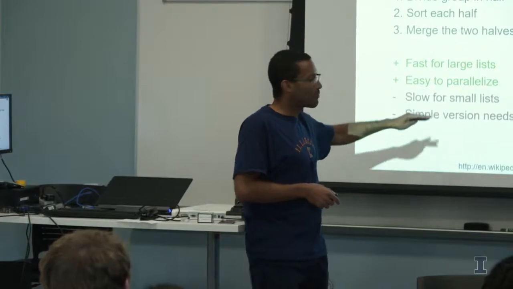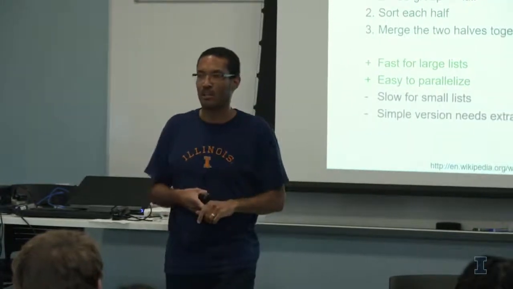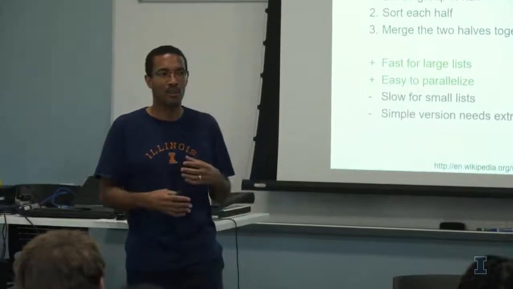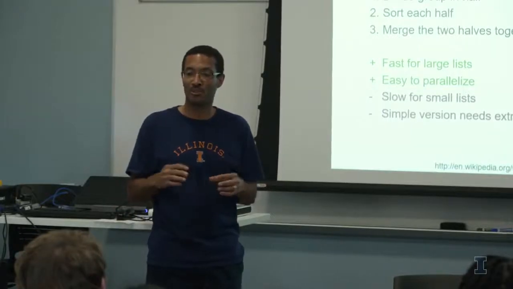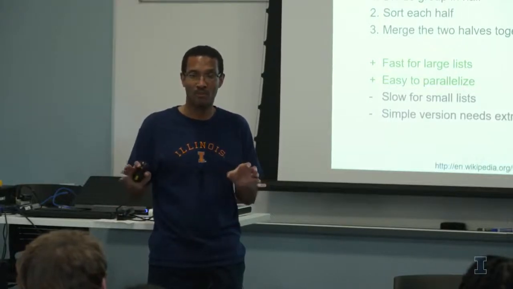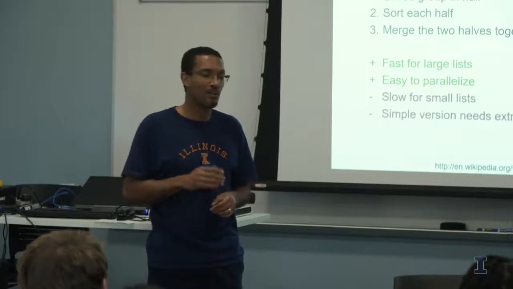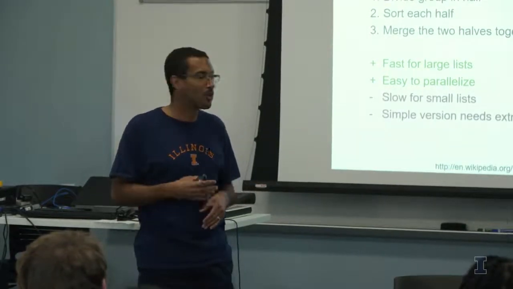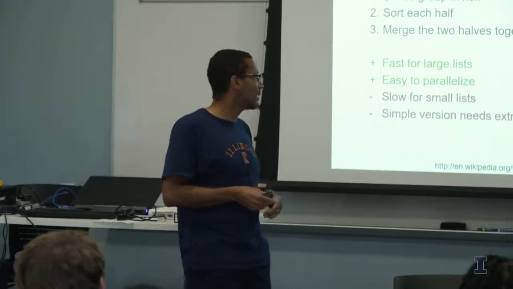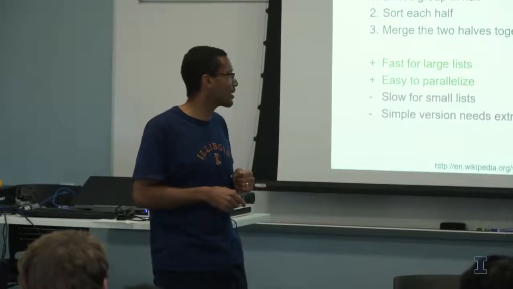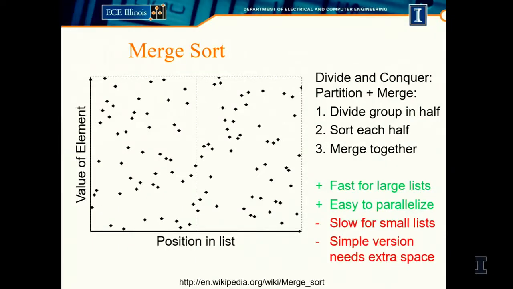So it's slow, unfortunately, for small lists. And the reason it's slow is that this algorithm requires a lot of overhead. You have to have extra space to be able to store this information and divide up the problem. It also has lots of instructions. And so it's generally slow for small lists. And I mentioned that the simple version requires extra space. So let's look at this algorithm.